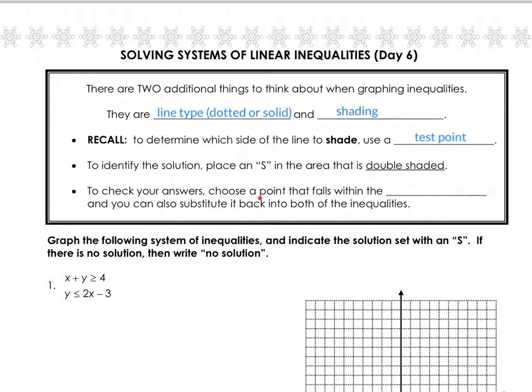You can do this by choosing one point that falls within the solution region, and then you can substitute it back into both of the inequalities to make sure that it's true. So that's optional if you want to check. So let's look at an example together.